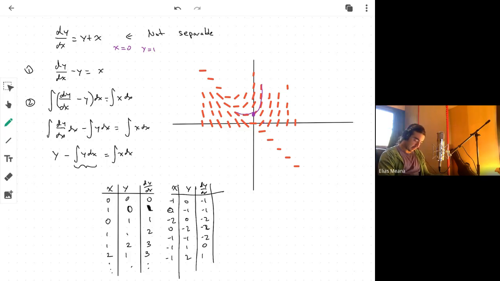Let's see if I can trace it out better. Right, so we don't exactly know what the equation for it is, but we can draw it relatively well. It might not be perfect.